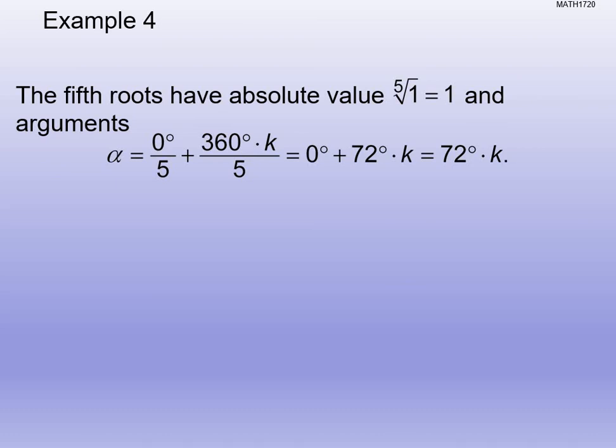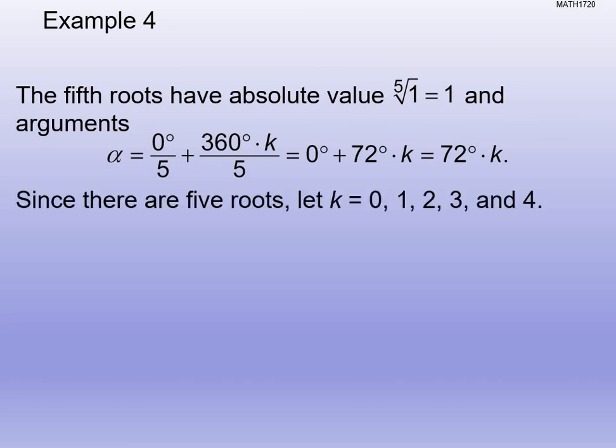So taking a look at the top part, we're going to take the 5th root of 1, which is 1, and then we have to do the arguments, which is alpha. So we're going to get 0 divided by 5, because we're looking for the 5th root, plus 360 times k divided by 5. When it's all said and simplified, we're going to do 0 plus 72 times k, or just 72k.